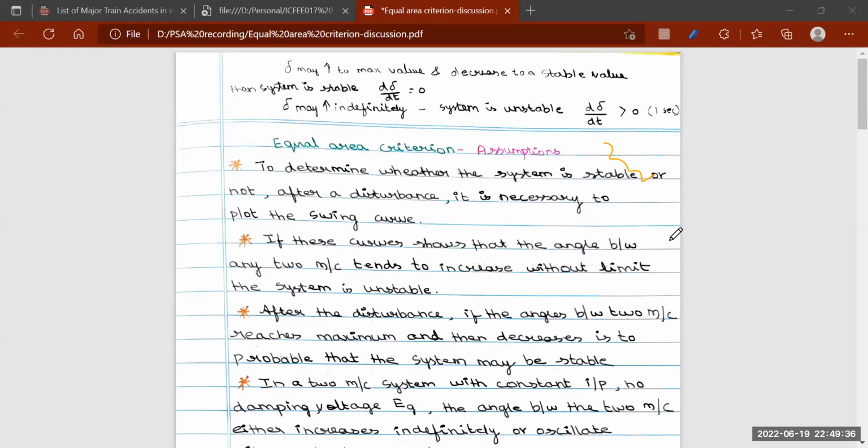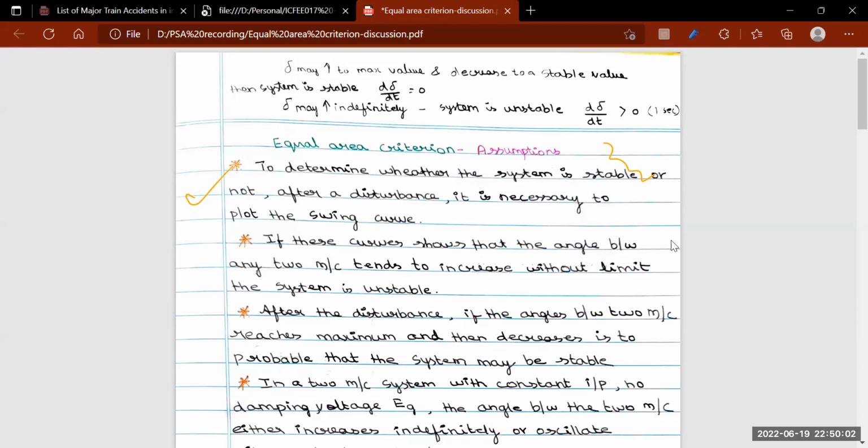Dear students, this is regarding the topic known as equal area criterion, which is basically required to understand the stability of the system. To understand the stability, generally we have to draw the swing curve, and from the swing curve we could analyze what is the condition of the circuit. This is the first point to determine the stability, whether the system is stable or not.